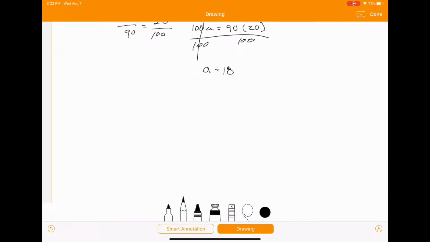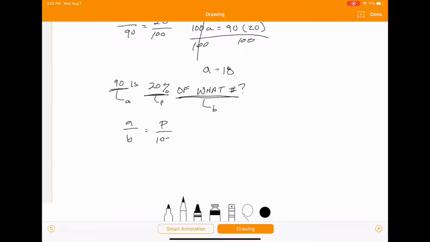And then finally, the last way one of these might be worded is you'll be given 90 is 20% of what number? Again, of some number is going to be your base. This is your percentage. And so then this is going to be your portion. So A over B equals P over 100.